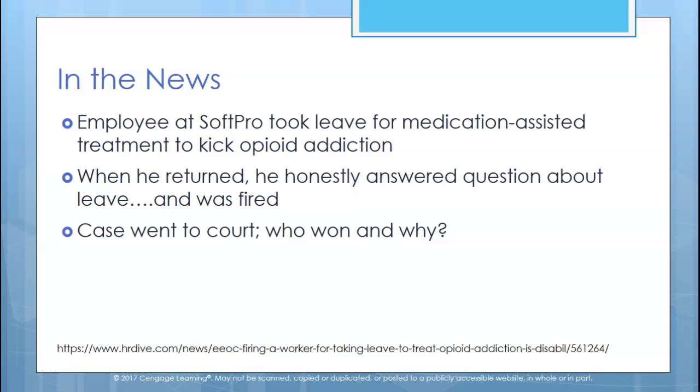Who won? Who says the employee? By show of hands. Who says the employer? Who says, I don't know, but I'm going to raise my hand because I don't know? It's okay not to know. Guys, the employee won the case. Does anybody know why?